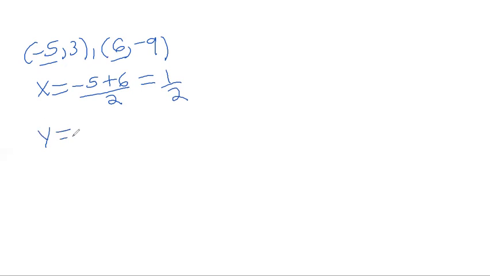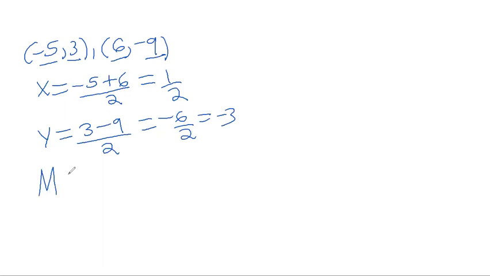Now, I'm going to do the same thing for y. Look at the y-coordinates, right? We have 3 and -9. 3 minus 9, or -9 plus 3, divided all by 2. 3 minus 9 is -6, divided by 2 is -3. So the coordinates of my midpoint, I'll call capital M, is (1/2, -3).